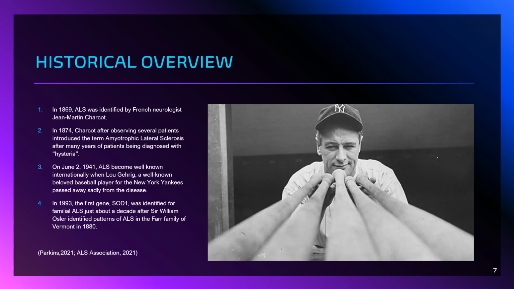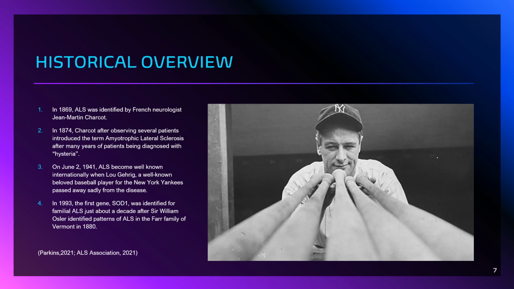So in 1869, ALS was identified by French neurologist Jean-Martin Charcot. In 1874, Charcot, after observing several patients, introduced the term amyotrophic lateral sclerosis after many years of patients being diagnosed with hysteria.